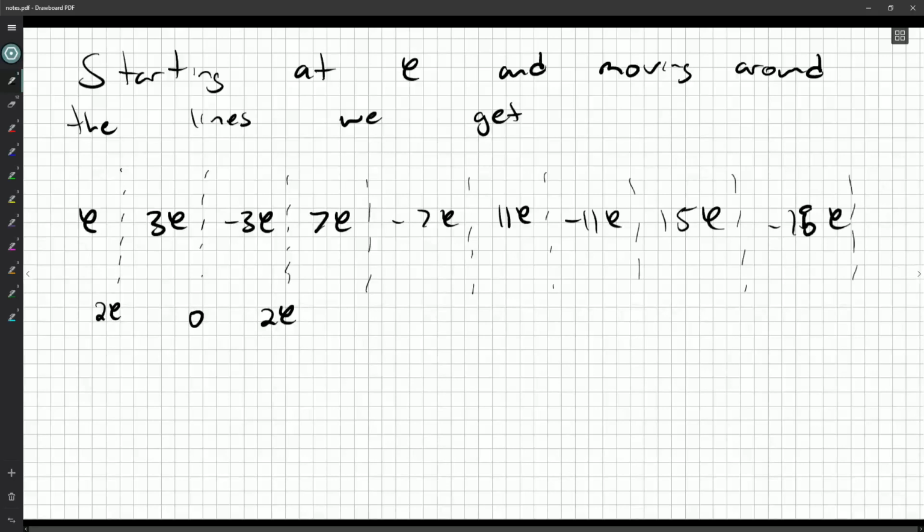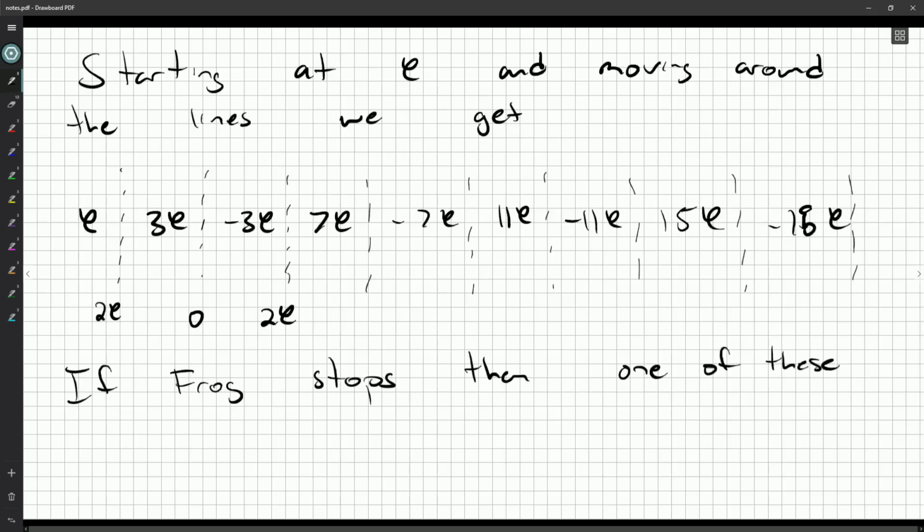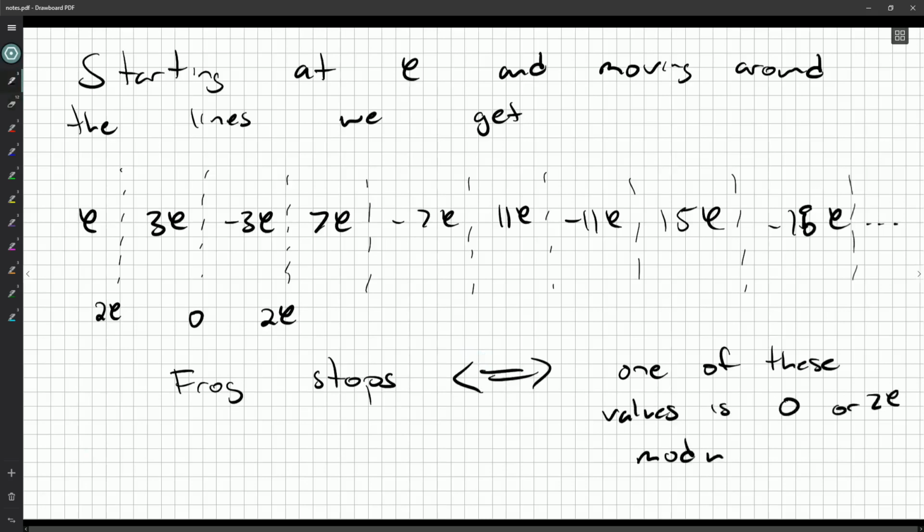Okay. So the frog stops if and only if one of these values is 0 or 2 phi modulo 180. Actually, seeing these numbers, the 2 phi seems to have worked out, because it would be theta over 2 and then 3 theta over 2, and the fractions probably would have been not terrible, but I'm happy actually with the way this turned out. It's good. Okay, so the frog stops exactly when this happens.